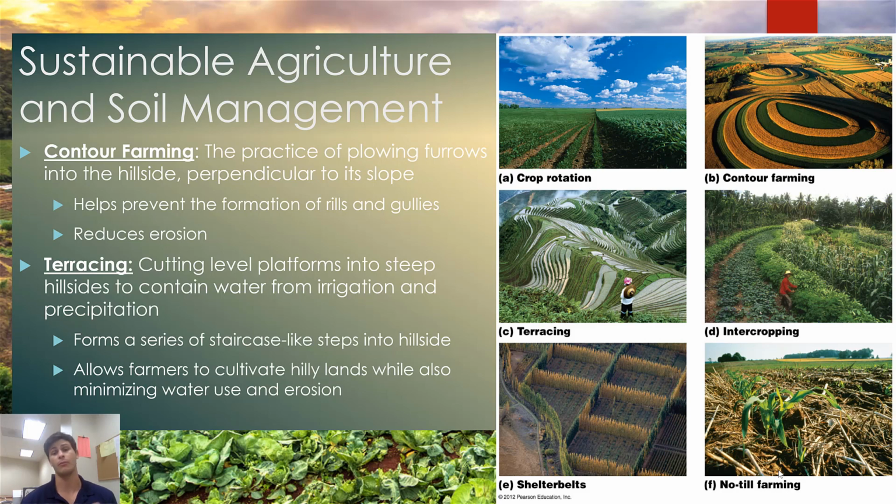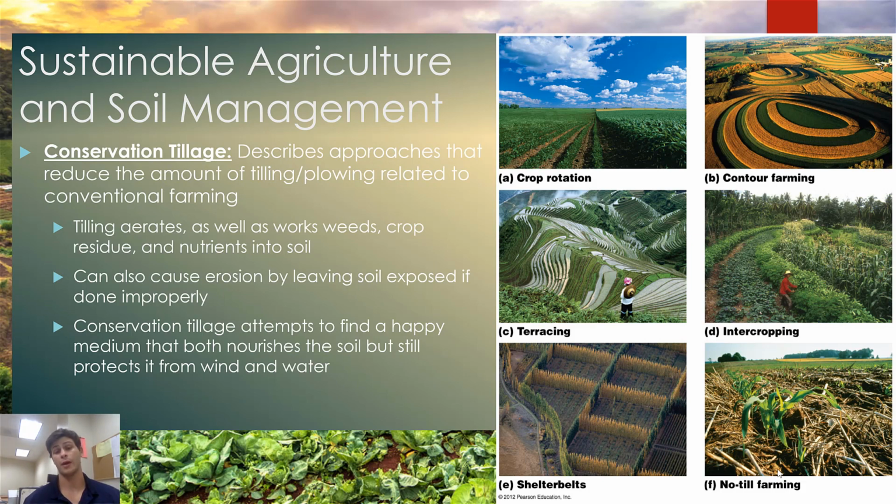Another way to combat this is something called terracing, and in terracing, instead of plowing furrows, we actually cut out sections of the hill in a way that makes a bunch of different flat surfaces. This way water literally cannot flow down the hill, and instead it collects in these pools, which are great for growing things such as rice. So not only are you minimizing erosion, but you're creating a great environment to grow specific types of crops. And so while contour farming and terracing are great for stopping erosion along a hillside, what about on flat land?